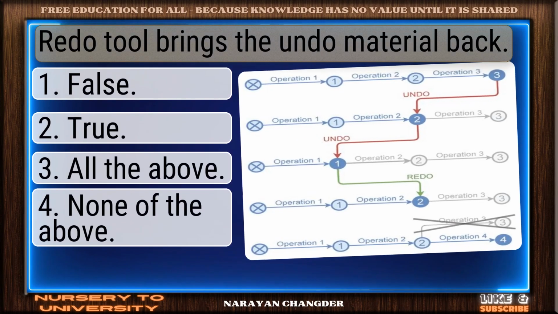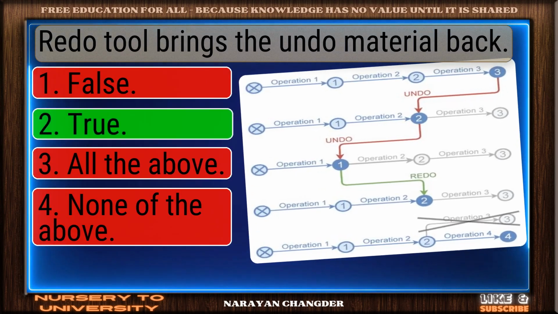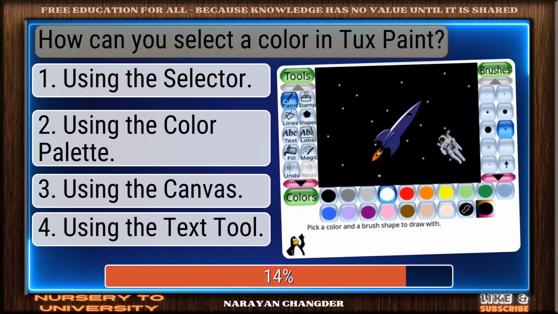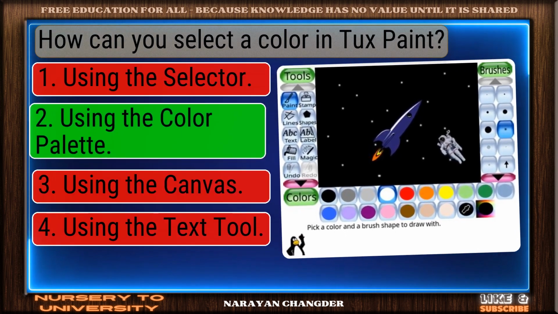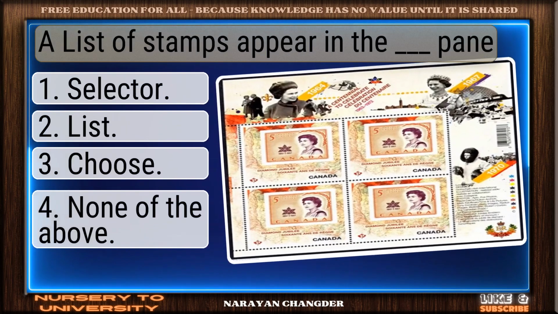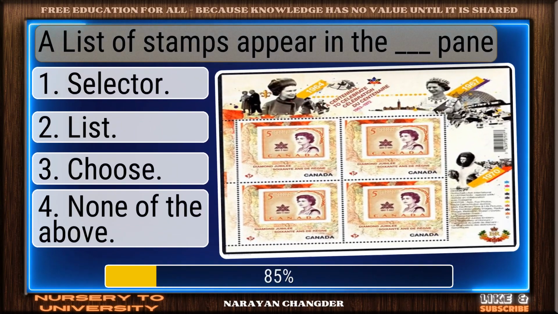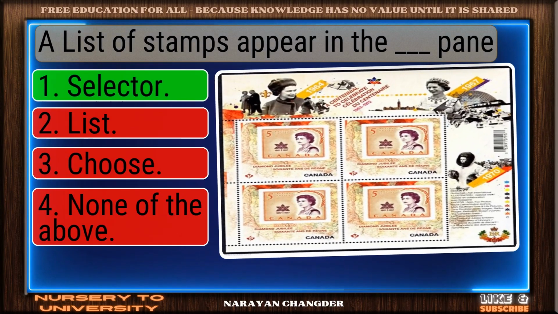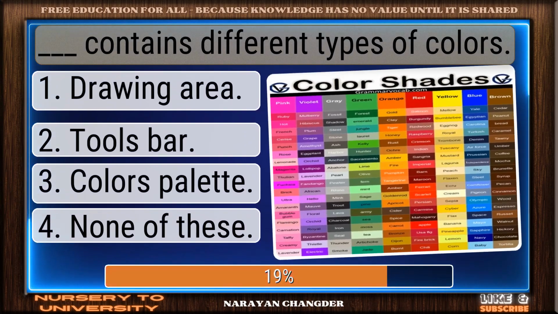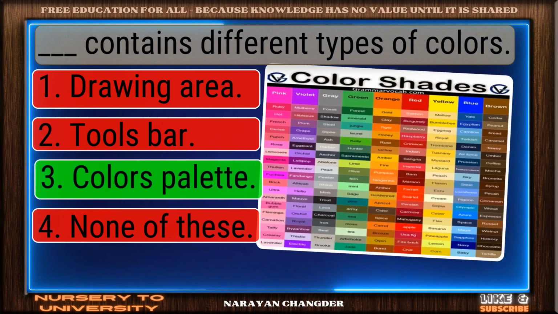Redo tool brings the undo material back. Well done. True is right. How can you select a color in Tux Paint? Well picked. Using the color palette is correct. A list of stamps appear in the dash pane. Valid point. Selector is true. Dash contains different types of colors. Good thinking. Color palette is right.